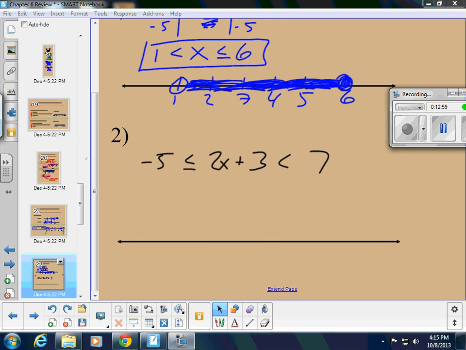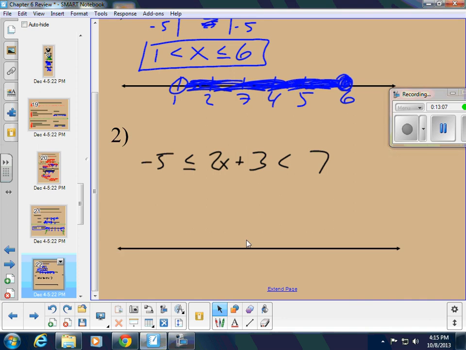I had a different example, but I'm just going to make one up here right now for number 2, sticking with the AND inequalities to keep working on these. Same thing with this one right here. This one says -5 is less than or equal to 2x plus 3, which is less than 7. Again, if we're going to solve this compound inequality, then just like any other problem, I got to isolate x.